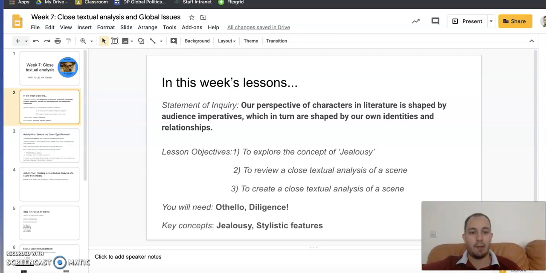We're going to look at what close textual analysis of a scene looks like, and you are going to create a close textual analysis of a scene.